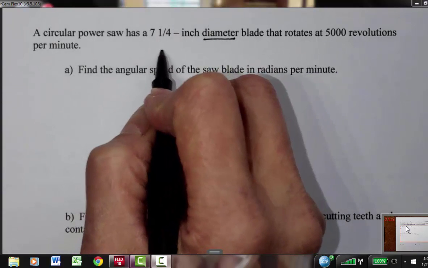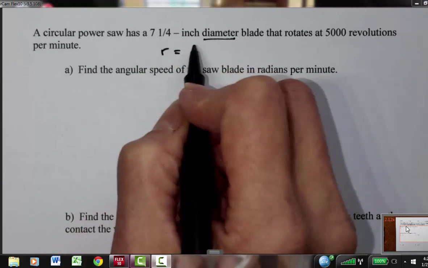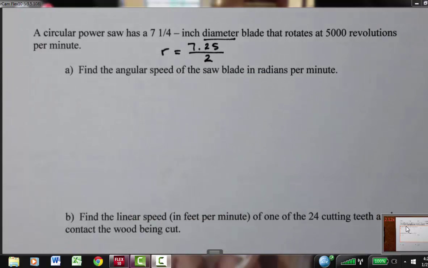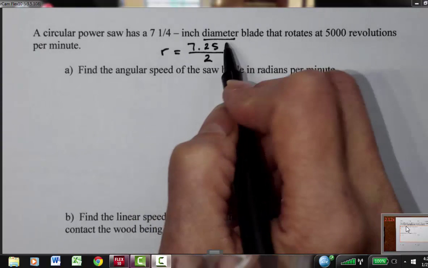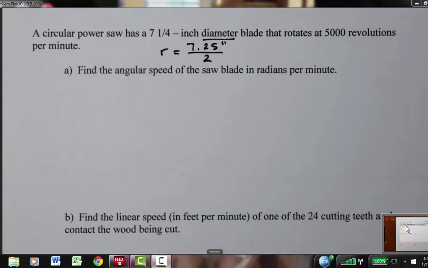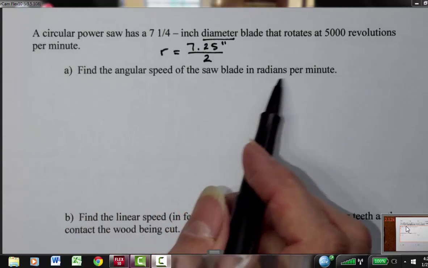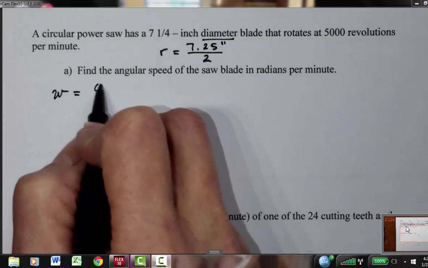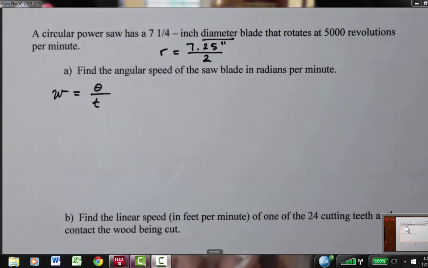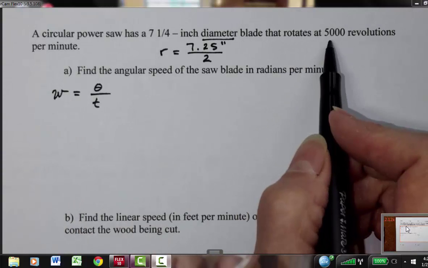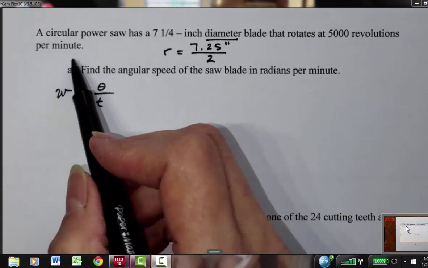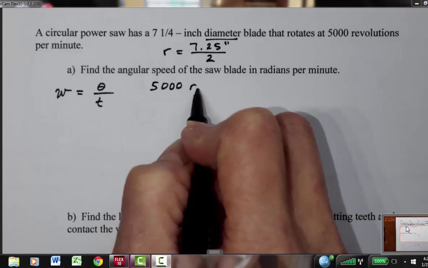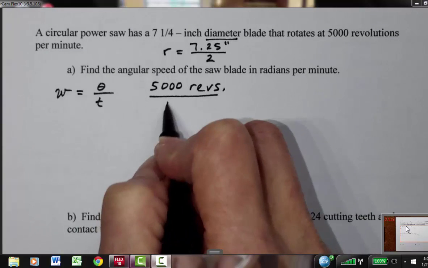So I'm going to go ahead and make myself a note that my radius is going to be 7.25 divided by 2, just to make sure that I don't make that mistake somewhere else in the problem. Then it says find the angular speed of the saw blade in radians per minute. So the angular speed, remember, is your omega, and that's equal to theta over t. And right now we have our angular speed in revolutions per minute. So I have this is equal to 5,000 revolutions per minute.